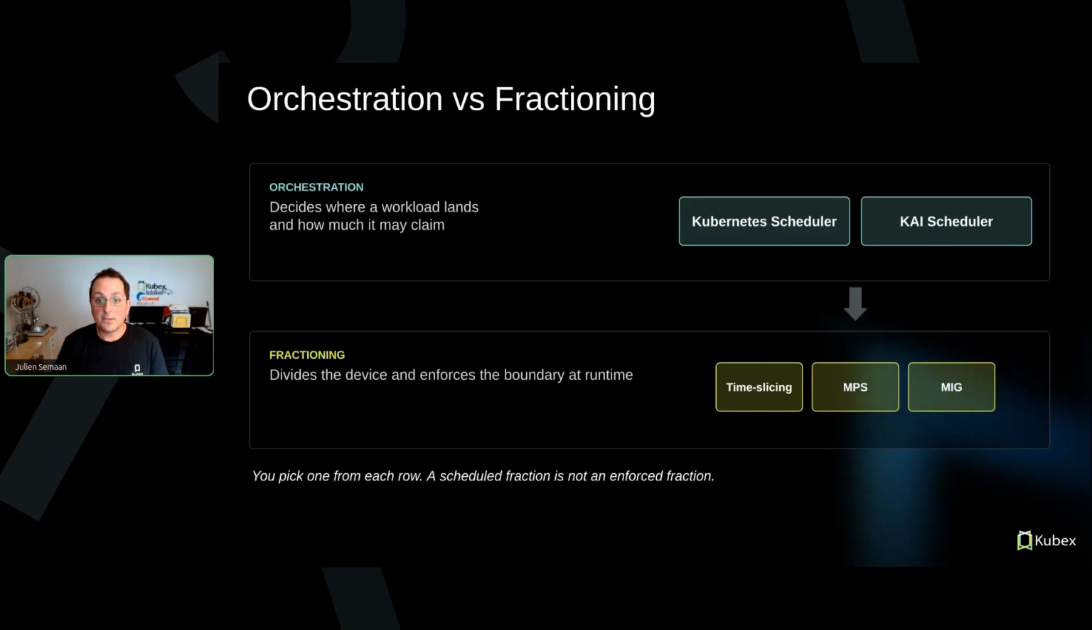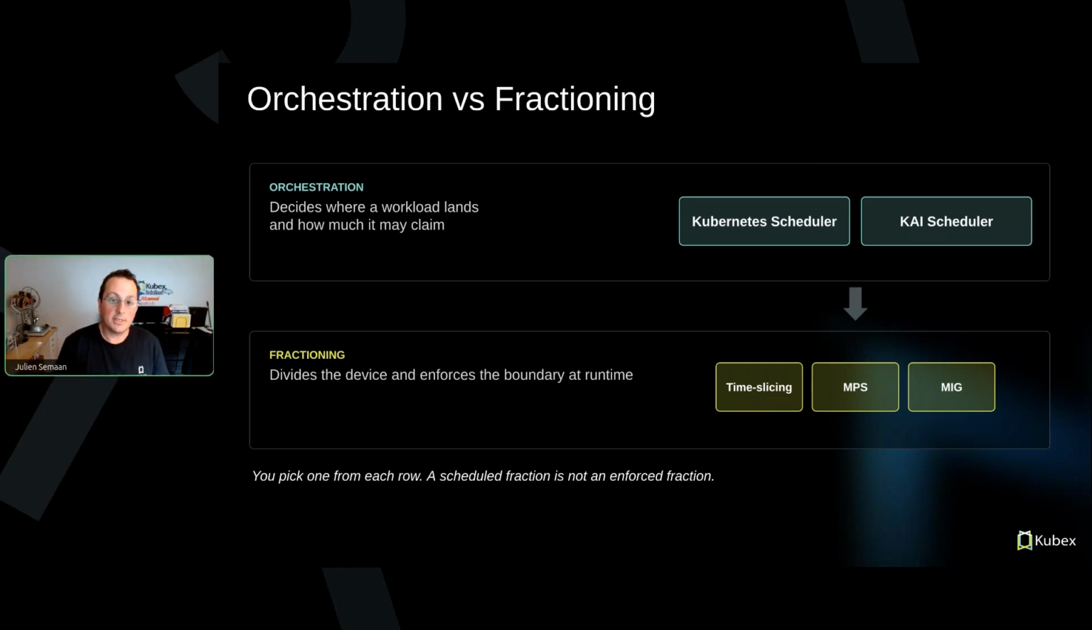This slide here is the mental model for the rest of the talk. The important distinction here is that there are two very separate jobs that need to be accomplished. First, we need to do the orchestration. That is the Kubernetes side decision. Where does the workload land? Which queue or team does it belong to? Does it need to do gang scheduling? What priority does it have? And how much GPU capacity should we account for?